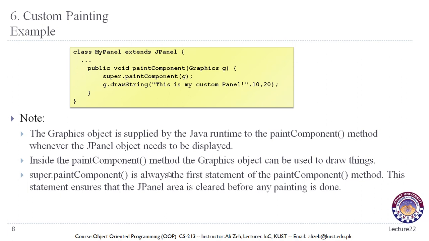super.paintComponent is always the first statement of the paintComponent method, so we need to remember this, that this will be the first statement in our paintComponent method. This method ensures that the JPanel area is cleared before any painting is done.